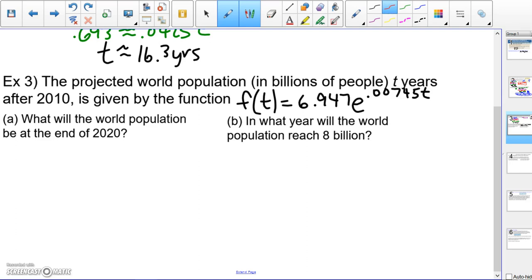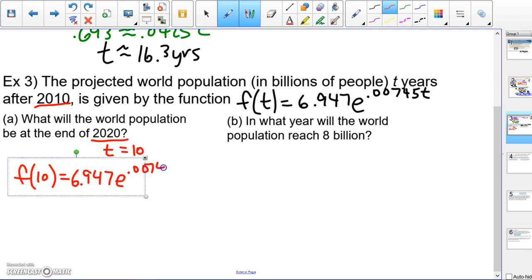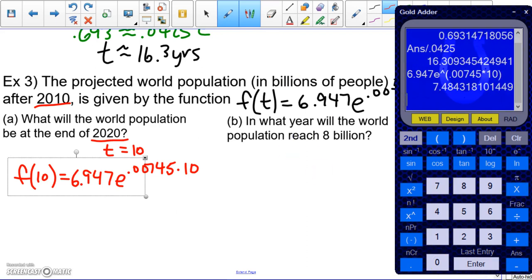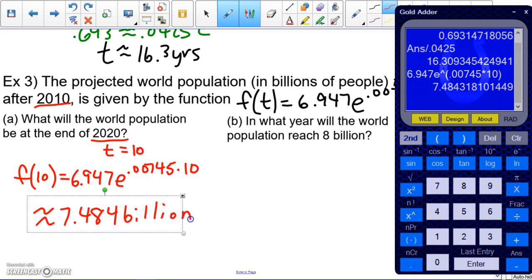So they want to know the Y number, basically. At the end of 2020, that's 10 years after the start of 2010. So essentially we're just plugging in 10. F of 10 equals 6.947 times e to the 0.00745 times 10. Calculator question: I use parentheses around my exponent if I've got more than one number in there. We get about 7.484 billion. Remember, we're in billions.